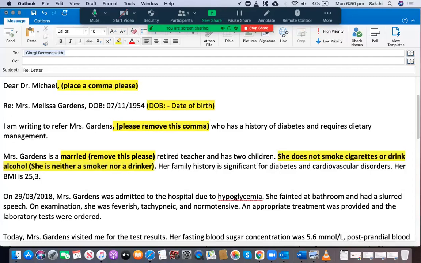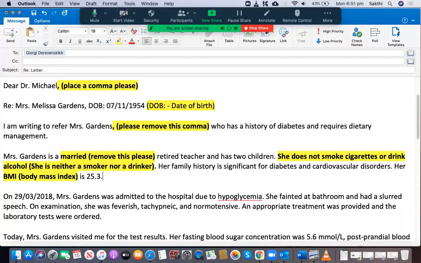All right. Her family history is significant for diabetes and cardiovascular disorders. Her BMI is 25.3, but it's not 0.3. He has used a comma. Okay. Her body mass index. He needs to use the full form of BMI. You can't use any abbreviations in your writing. It's not good. It's always recommended to write in full words because writing is always formal. It is always 100% formal.